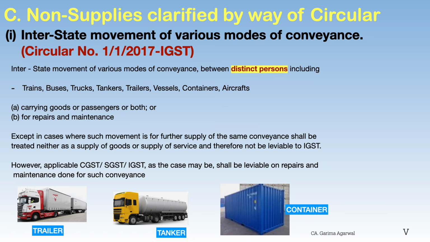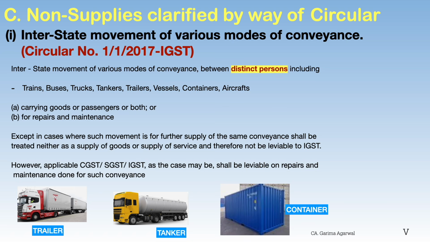So what are the conveyances covered under this circular? They are basically trains, buses, trucks, tankers, trailers, vessels, containers, and aircraft. And it has been said that when they are carrying any goods or passengers or both between distinct persons, such conveyances are not subject to IGST. Again, let's suppose a bus company is moving its buses from Delhi to Haryana for operations. The movement of those buses will not attract any IGST.